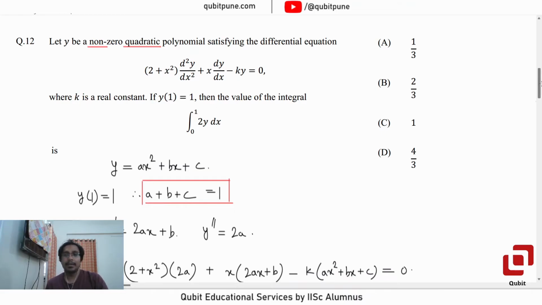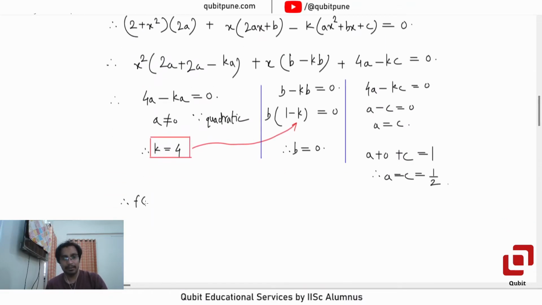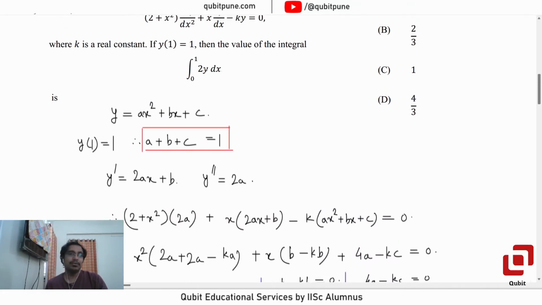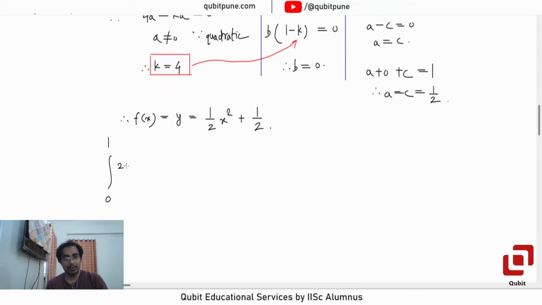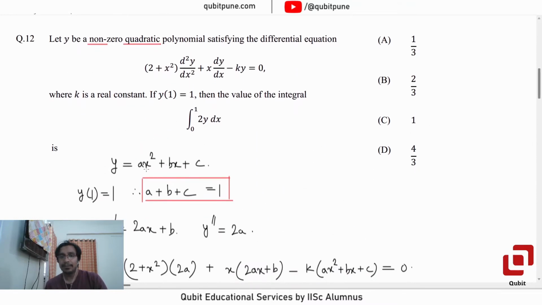Then what do we want? Okay, so we have determined the polynomial, f of x or y as they call it in the problem: ax squared plus bx plus c. And they want us to integrate it, 0 to 1, 2y, that would be the integral from 0 to 1 of x squared plus 1 dx. X squared's integral is x cubed by 3, so that would be 1 by 3 because the lower limit gives 0. 1's integral is x, so that will again be 1, so 4 by 3 is the answer. Option D.